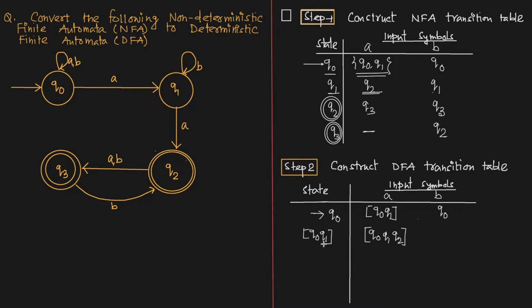Next, Q0, Q1 on B. Q0 on B is Q0, and Q1 on B is Q1. So now we take the union of Q0 and Q1, which is Q0, Q1. So this is the new state.